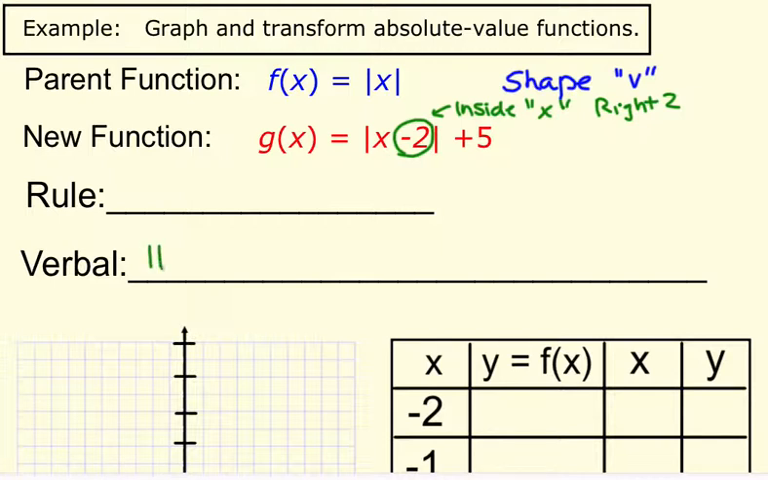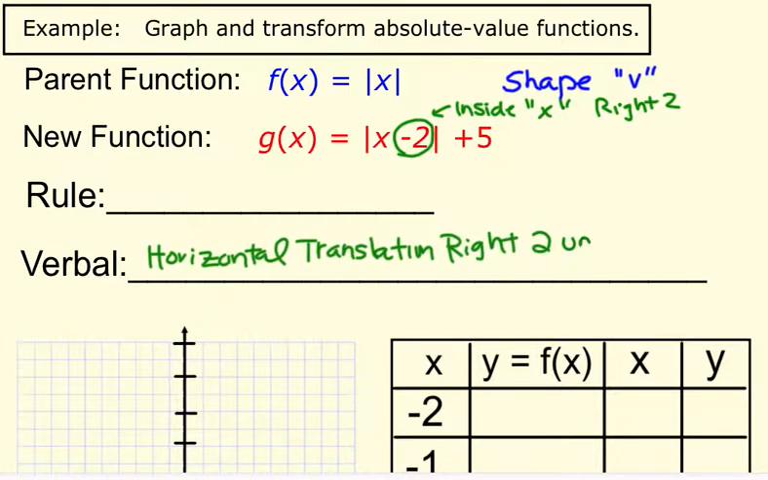So now let's describe it verbally. We're going to have a horizontal translation right 2 units. And what that does is it affects the x-axis. So in our rule, I have my original ordered pair, and I'm going to have to add 2 to every x value. All right, there's our first transformation.